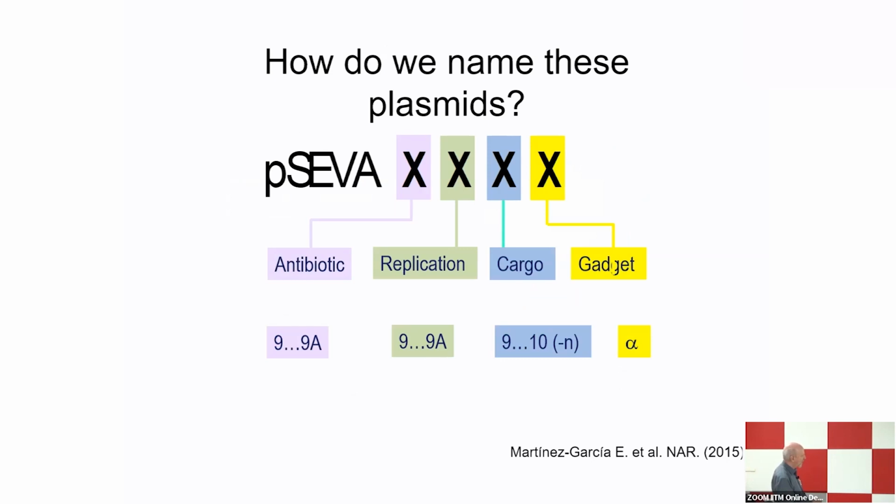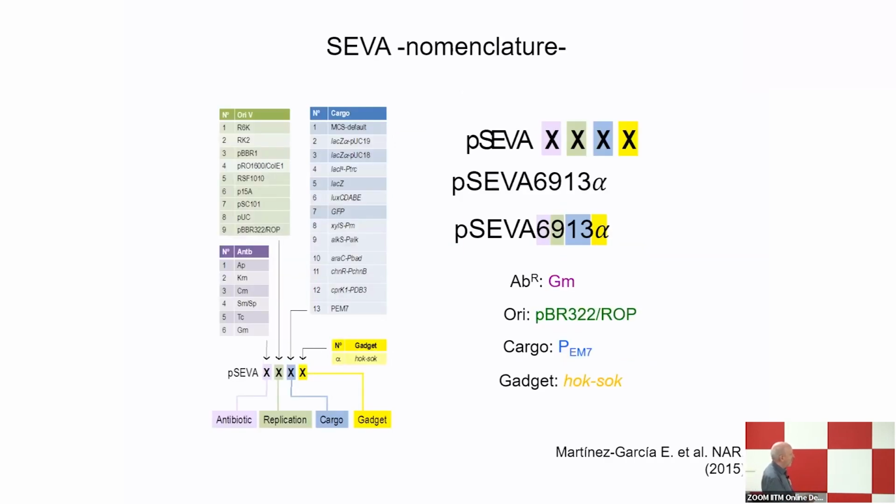so we propose to have a standard nomenclature for a number in the plasmids in which you have a numerical code, and in each position of the code, you have a number that indicates the antibiotic resistance of the plasmid, the replication origin of the plasmid, the cargo, and the gadget. So gadget is something that you add to the frame to incorporate a new functionality that might be of interest, as you will see a case later. For instance, well, you have a collection of origins of replication, you have a collection of cargos, you have a collection of antibiotic resistances. So you have, for instance, a plasmid that is called PSIVA 6913 alpha.